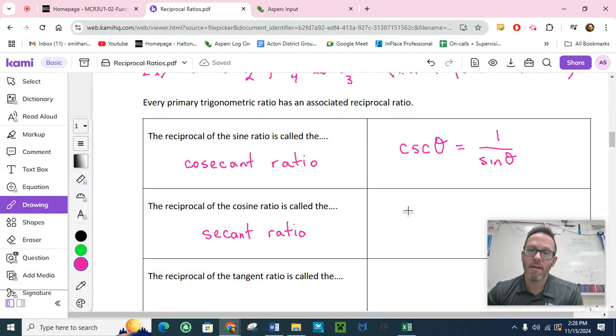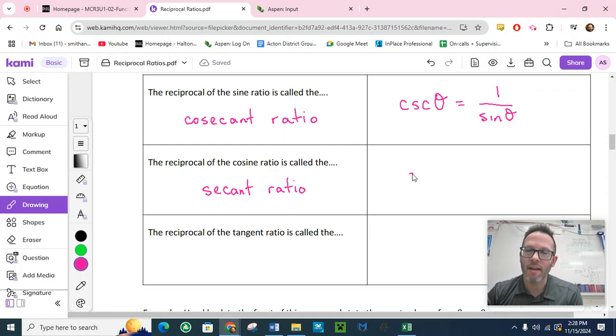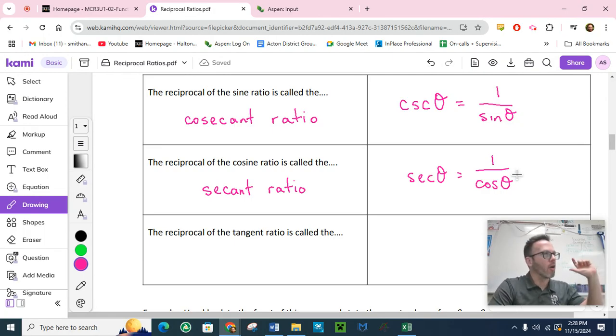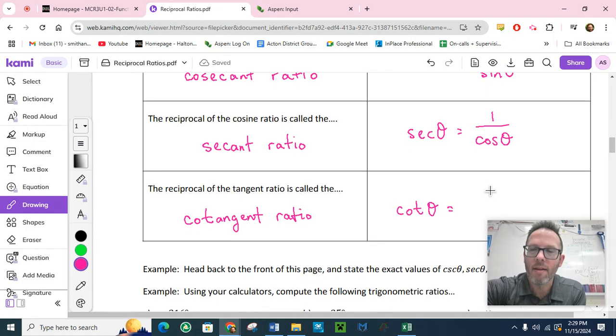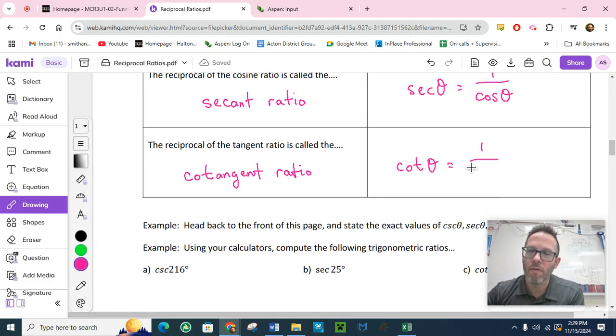And its short form is SEC. The secant of an angle theta is 1 divided by the cosine of angle theta. It's the flip of cosine. And lastly, the reciprocal of the tangent ratio we call the cotangent ratio. And the short form we use for that is COT. It is 1 divided by the tan ratio, 1 over tan theta. It's the flip of tan theta.